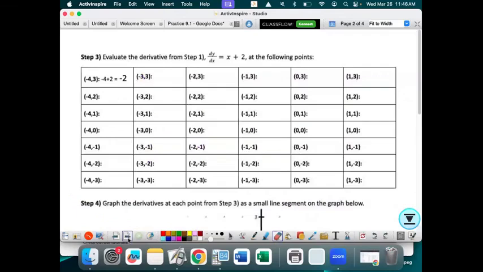So step 3 says evaluate the derivative from step 1. So we had our differential equation, which is a derivative. From step 1, dy/dx equals x plus 2. So remember, what does a derivative represent? Slope of the tangent line. So derivatives are slopes. So we are going to be drawing little tiny slopes at every single coordinate.